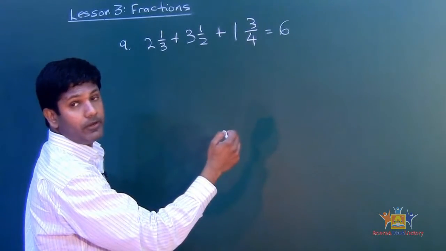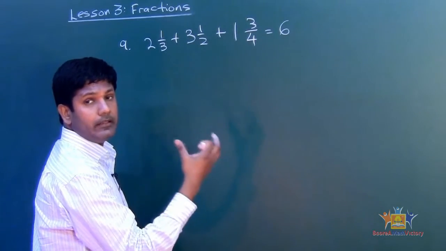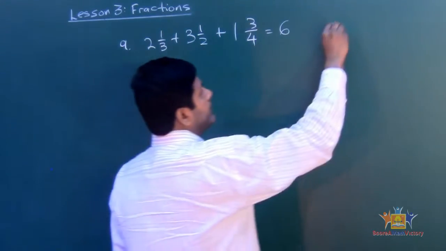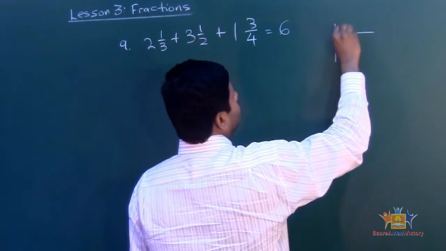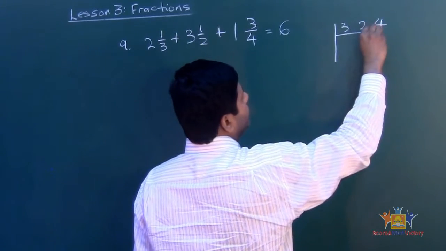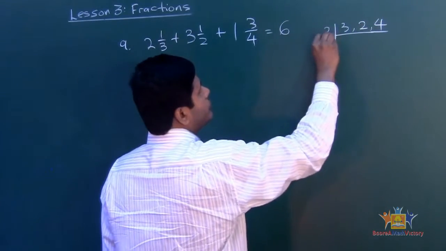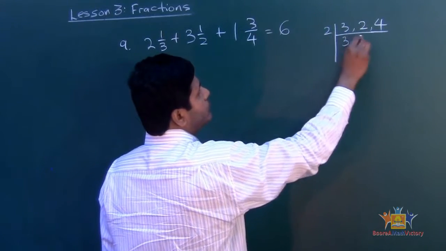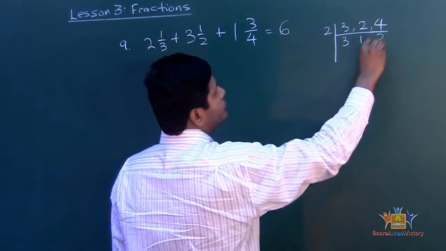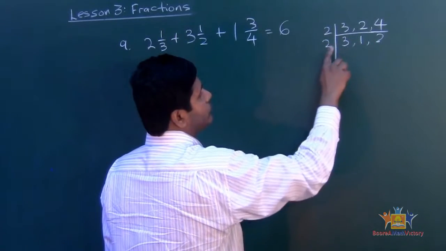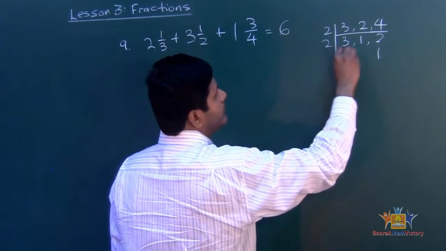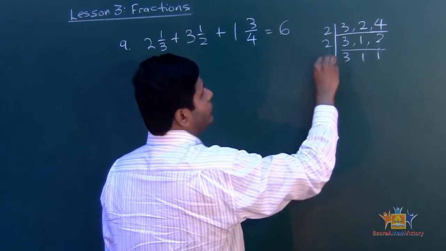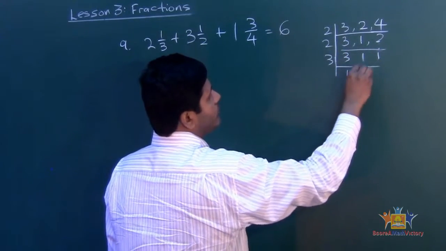So what method are we going to use to find the lowest common denominator for 3, 2, and 4? The one-leg ladder method. So we're going to put 3, 2, and 4. We're going to start with the smallest number, which will be 2. We can't divide the 3, so bring the 3 down. 2 divided by 2 is 1. 4 divided by 2 is 2. Then we're going to do another 2. 2 divided by 2 is 1. And then bring the 1 down. And 3 divided by 3 is 1, 1, 1.